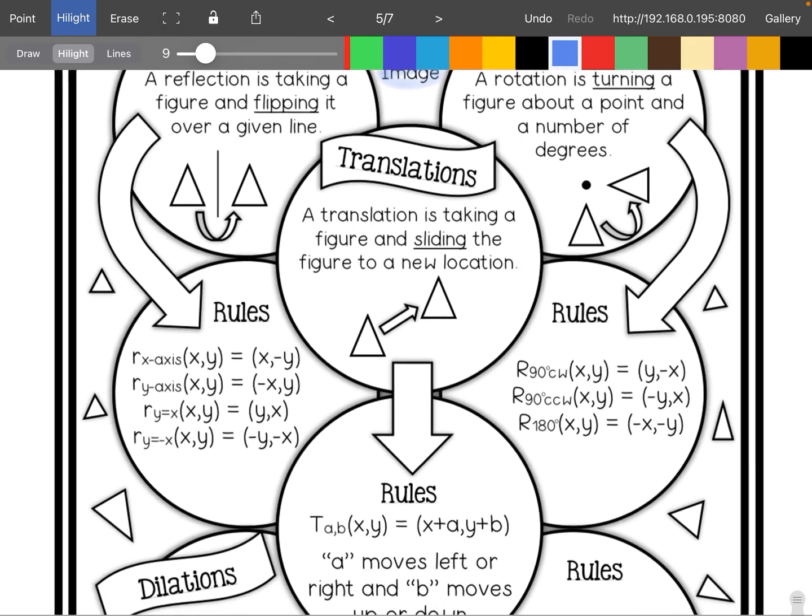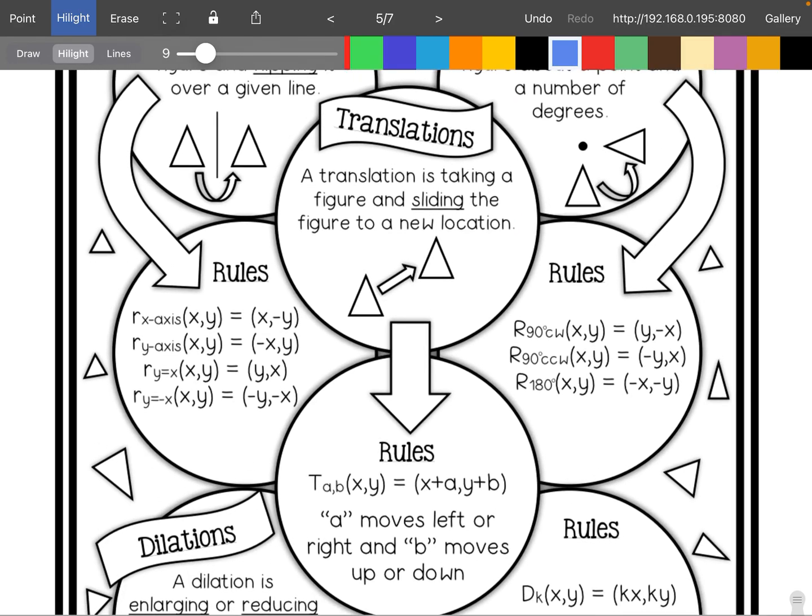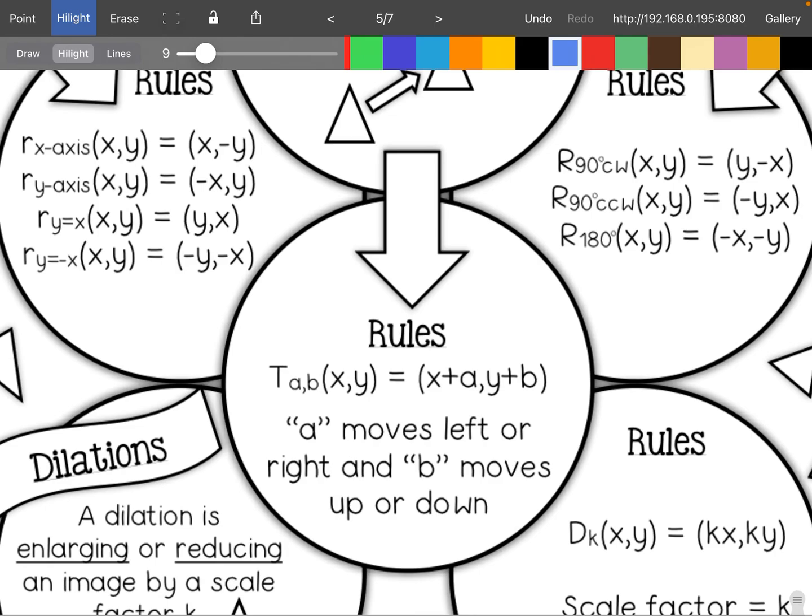So let's talk about the first transformation you learned, which was a translation, which is sliding a figure to a new location. So the rules could either be written where you're taking your values for x and y and adding an a onto x and a b onto y. So that's how you move something left and right for positive and negative a, and up and down for positive and negative b. Another way that you'll see it written is as a vector.